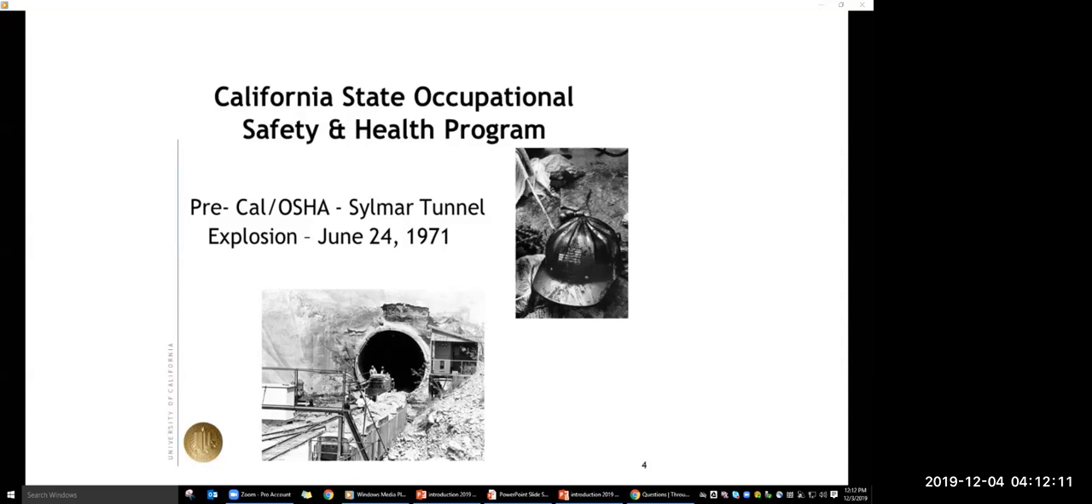Health and safety in California. On June 24, 1971, the Sylmar tunnel explosion occurred in a water tunnel Lockheed Shipbuilding and Construction was constructing for the Metropolitan Water District of Southern California. Several months before, there was an earthquake near Sylmar which ruptured gas lines. On June 23rd, the miners hit the gas pocket, which resulted in a non-fatal flash fire. On June 24th, it was decided to resume the mining operations with additional ventilation and testing requirements for the gas.